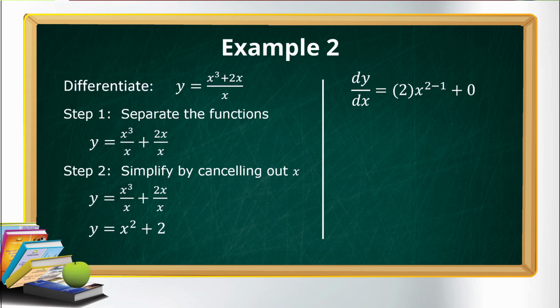And we can do step 3, which is the differentiating. First, the constant of plus 2 becomes 0. Now multiply the exponent by the coefficient and deduct 1 from the exponent. The result is dy/dx equals 2x to the power of 2 minus 1 plus 0, which equals 2x. That was super. Well done.